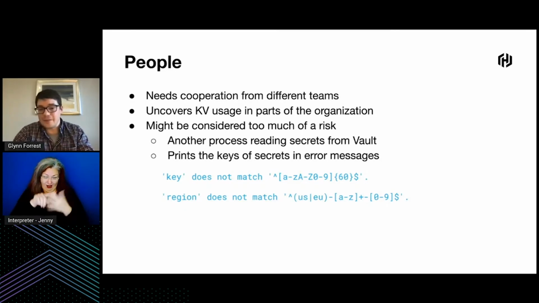And at the end of the day, it might just be considered too much of a risk. If you're using Vault in a really highly regulated place, you might have another process that's reading secrets from Vault, and it prints the keys of the secrets in the error messages. So it doesn't ever print the values, but it does print the keys. It kind of reveals the structure of the secret, which might be considered too sensitive for some places.